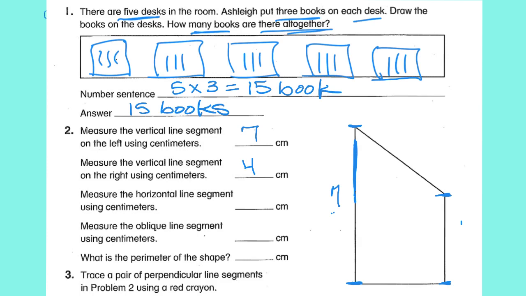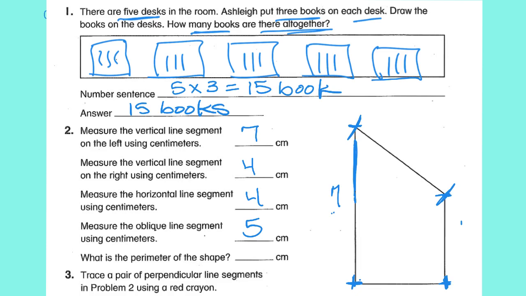The next one says measure the horizontal line segment using centimeters. So horizontal meaning side by side, from here to here. That measures to be 4 centimeters as well. Looks like the same distance from there to there and there to there. So we're going to measure the oblique line segment. Remember, oblique means the slanted line, using centimeters. So that's from here to here. Get out our rulers, and that line segment measures 5 centimeters.